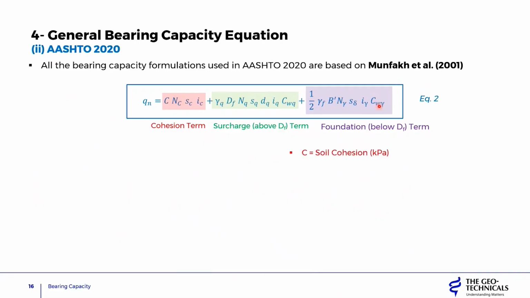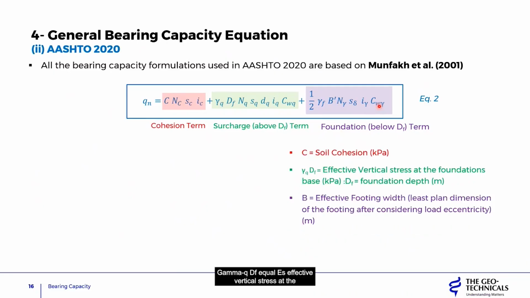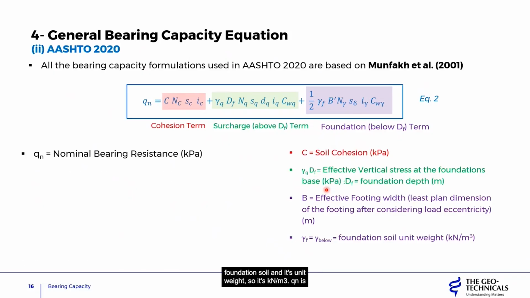I'll come to this later. So C is cohesion, gamma Q dF equal QS effective vertical stress at the foundation. Beta is effective width, least plane dimension on the footing after considering load eccentricity. To be more specific, this needs to be B prime, not just B. Gamma F, gamma foundation, foundation soil, and its unit weight, so it's kilonewton per meter cube, and Qn is nominal bearing resistance, as we mentioned before.